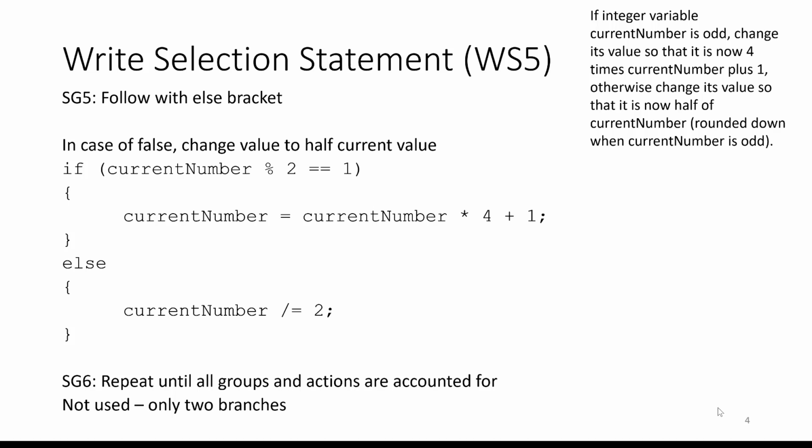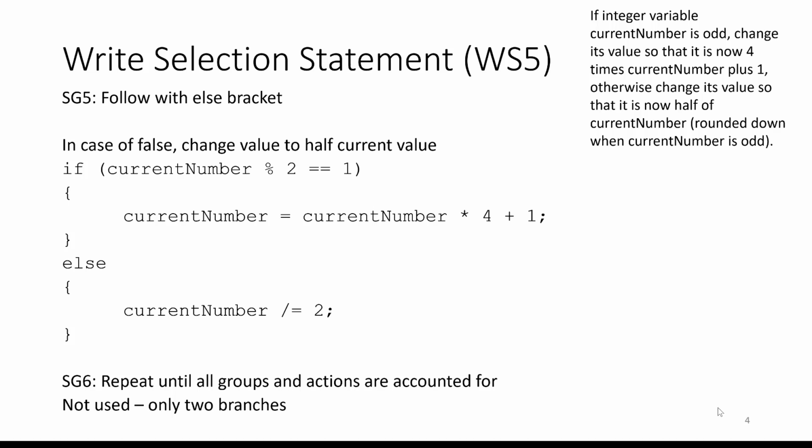Subgoal 5, follow with the else bracket and the action. Now we want to write what happens under the else clause. This is the otherwise in the problem statement. The otherwise says we want to change the value so that it is now half of the current number rounded down. We'll do this with the statement current number divide equals 2.